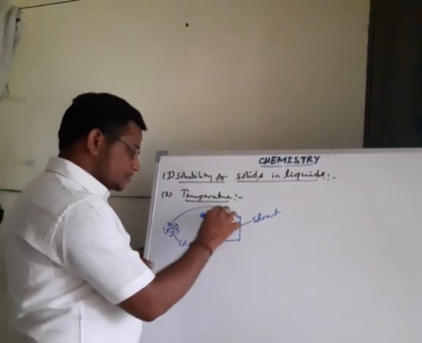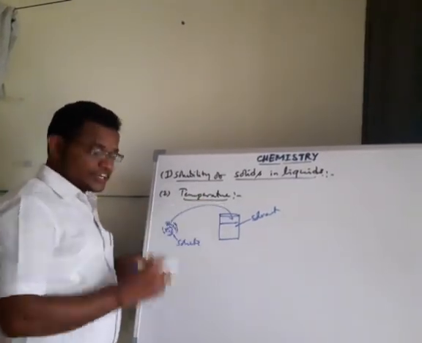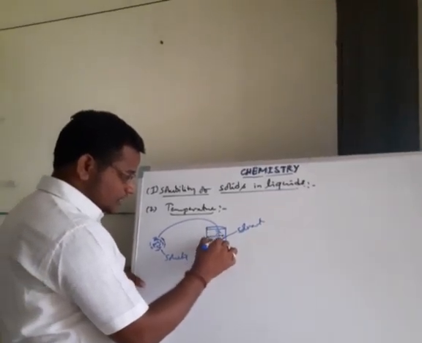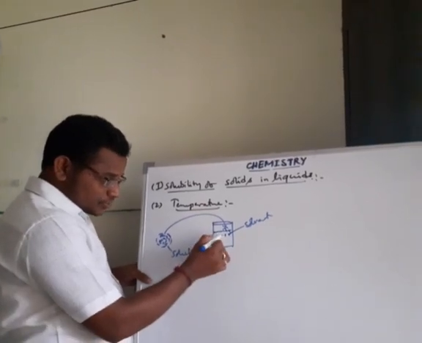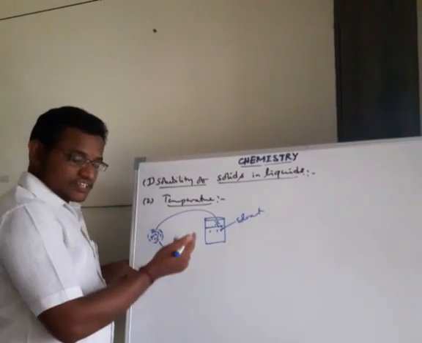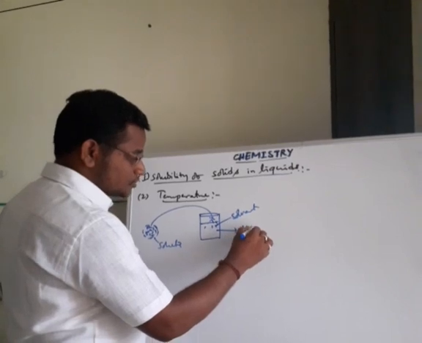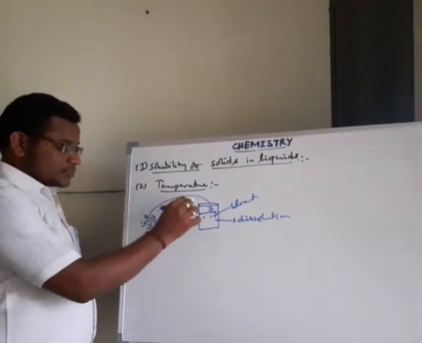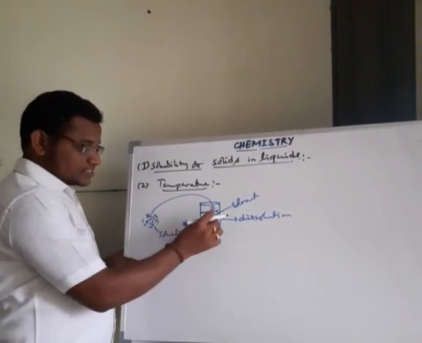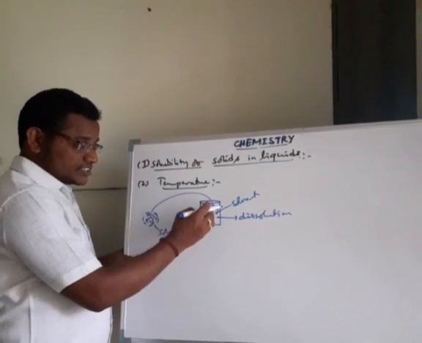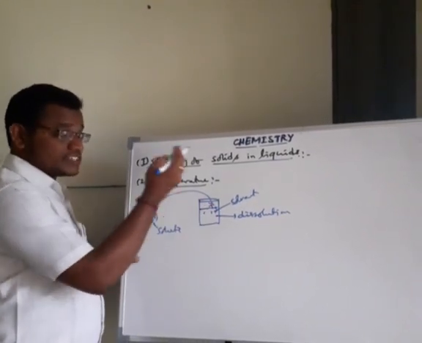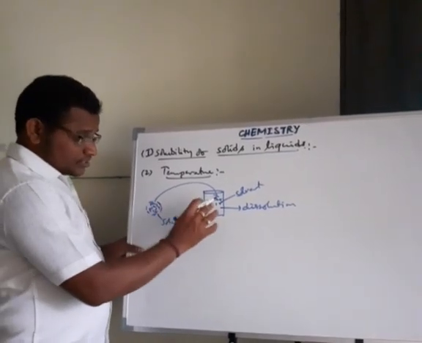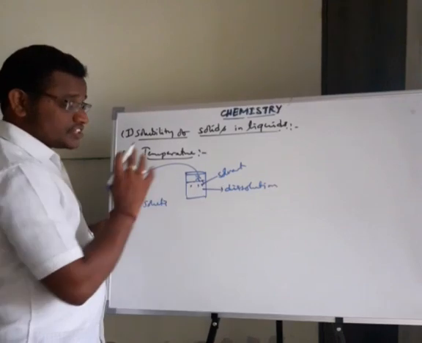The solute is added to the solvent. Whenever the solute is added to the solvent, the solute particles are dissolved in this liquid, and it causes the dissolved solute particle concentration in the liquid to increase. That phenomenon is called dissolution. Then, after dissolution, it forms the saturated solution.